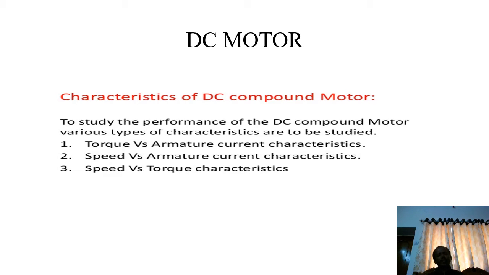Now we are observing the characteristics of the DC compound motor. To study the performance of the DC compound motor, various types of characteristics are to be studied. Number one is torque versus armature current characteristics. Two, speed versus armature current characteristics. Three, speed versus torque characteristics. These three characteristics are the most important for learning the characteristics of the DC compound motor.